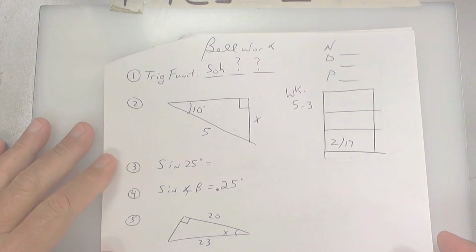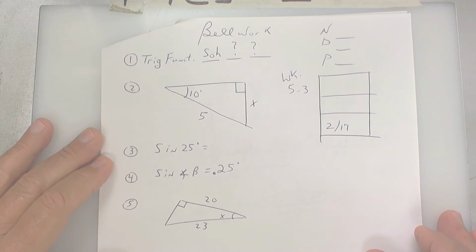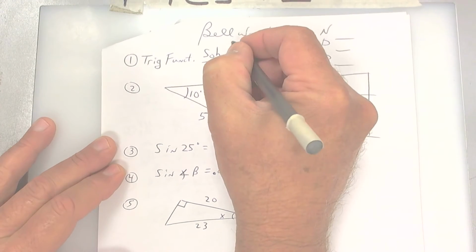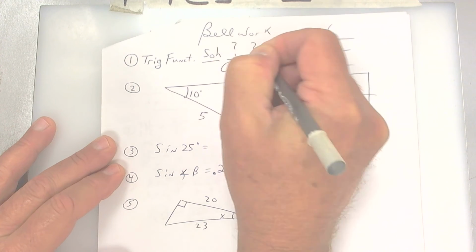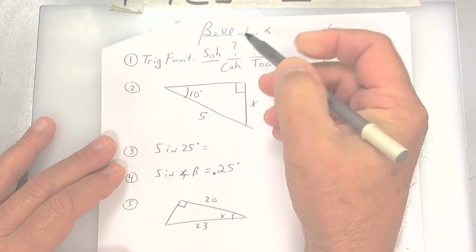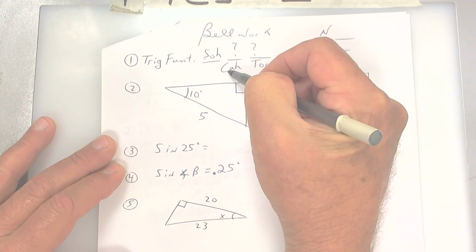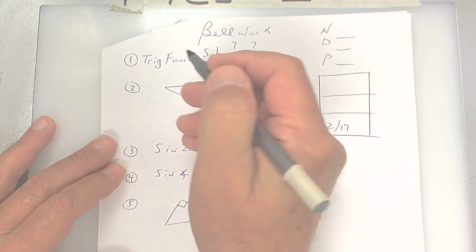Let's turn our attention now to geometry. All right, so on geometry, you had to memorize SOH CAH TOA. Those are the trig functions, sine, cosine, and tangent. Okay, you're going to stand here.